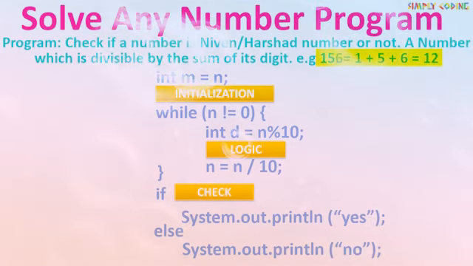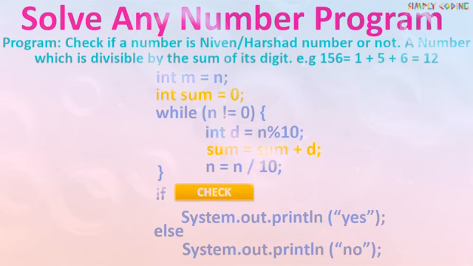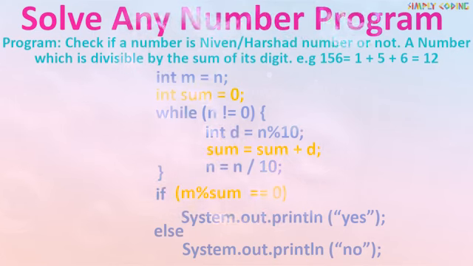Here in initialization, you will initialize sum to 0. Then in the logic section, you will find the sum. In the check section, you will check if m is divisible by sum by using the modulus operator to see whether it gives a remainder or not. If the remainder is 0, then it is a Harshad or Niven number, otherwise it is not.